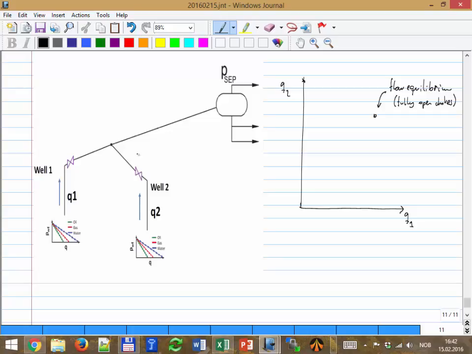Maybe P well has a Q2 and less. Will it be less or more? Who says more or less? Okay, now let me give you an example. Let's say that this pipeline is like that, okay?